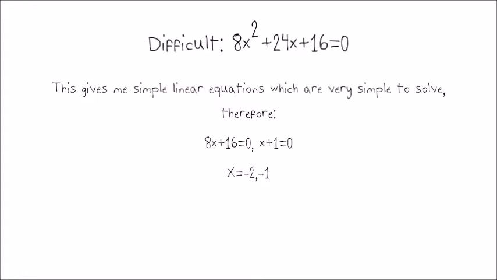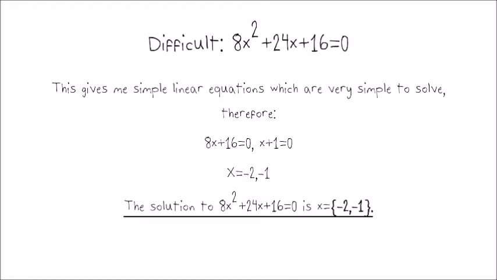For the first equation, transpose the 16 to the other side, changing the sign, which gives negative 16. But we still have an 8 near the x. So divide the whole equation by 8 to cancel the 8 near the x, which will give x equals negative 2. As for the other one, a very easy algebraic expression, transposing positive 1 to the other side will give negative 1. Therefore, the solution to 8x squared plus 24x plus 16 equals 0 is x equals negative 2 or negative 1.